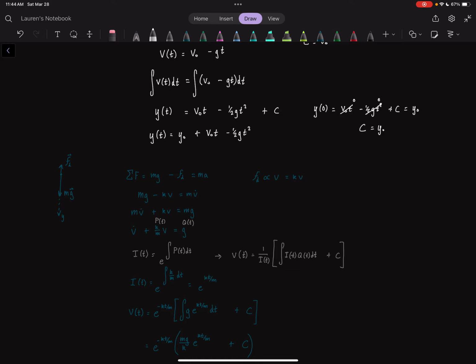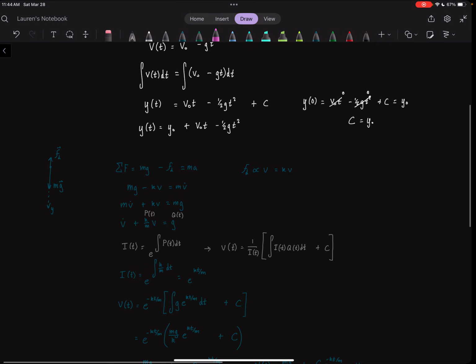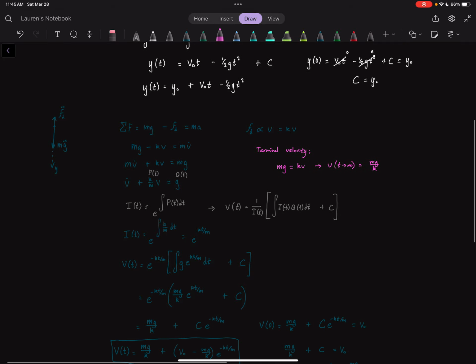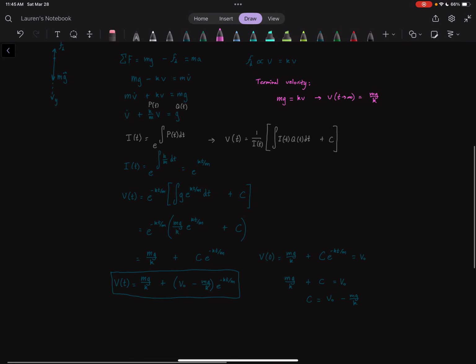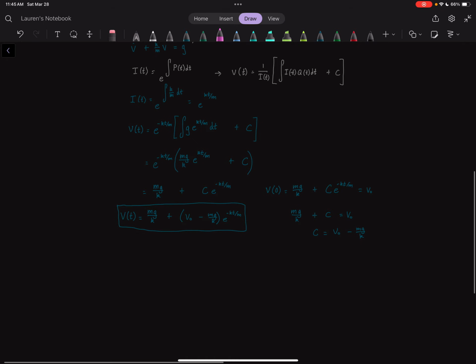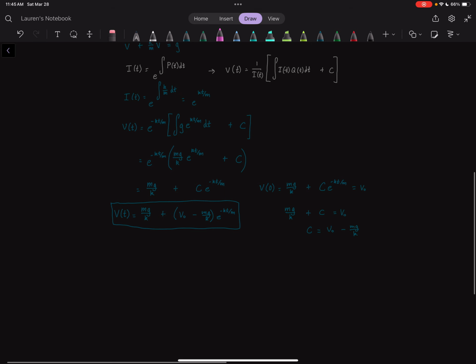So in the case of terminal velocity, we have mg being equal to kv, and therefore, as time goes to infinity, terminal velocity is equal to mg over k. So we have the solution for velocity as a function of time, and we can see if that matches what we found for terminal velocity up above.